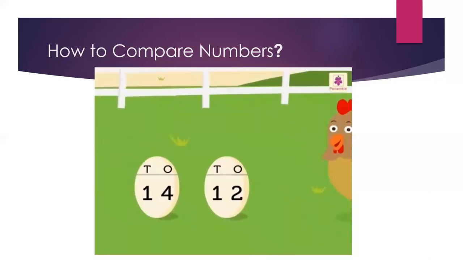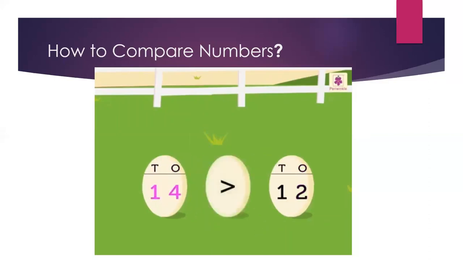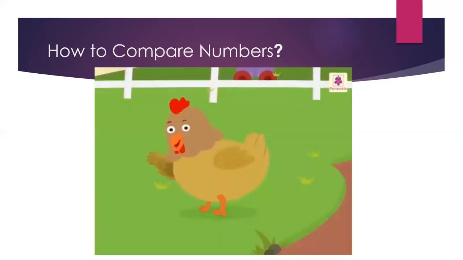Let us compare numbers 14 and 12 using tens and ones with Daisy. As numbers 14 and 12 both have one ten, we compare the ones. 4 is greater than 2. Hence, 14 is greater than 12. Hope you enjoyed learning with Daisy the hen.